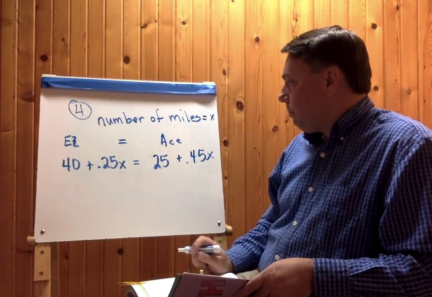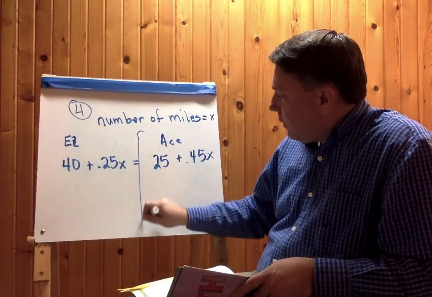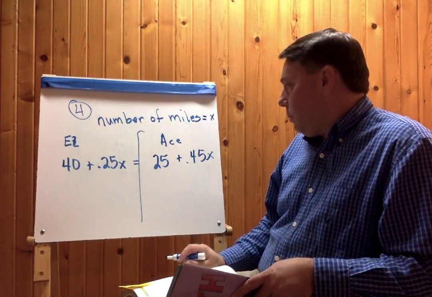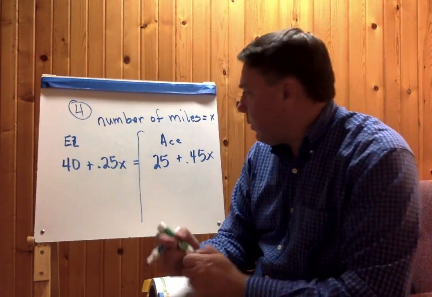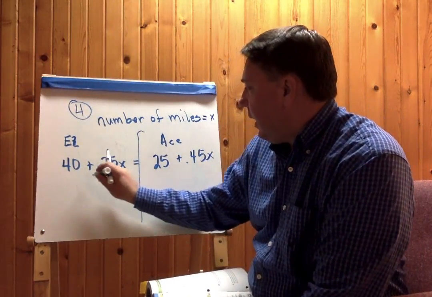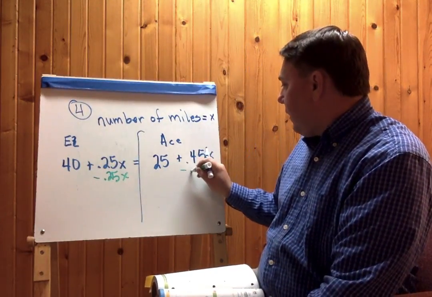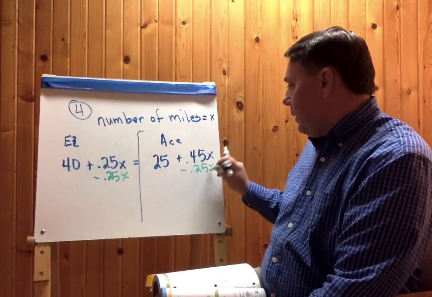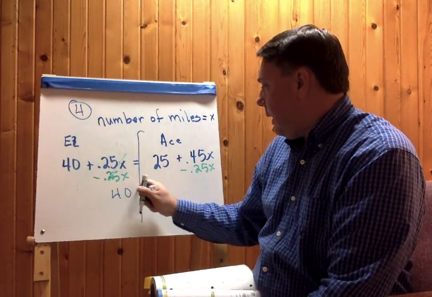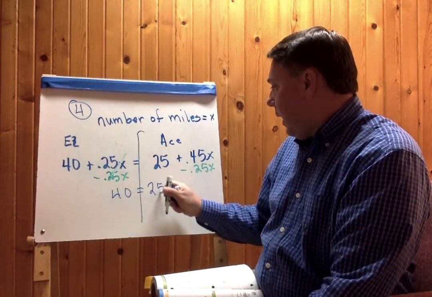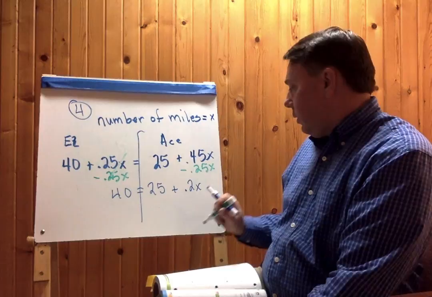Okay, so here we have our variables on both sides. We want to get all the variables moved to one side of the problem. So I'm going to subtract 25x from both sides. 25 cents x, or 25 hundredths x. So subtract 25 hundredths x from both sides. These cancel. You have 40 equals 25 plus 20 cents x, or 2/10 x.